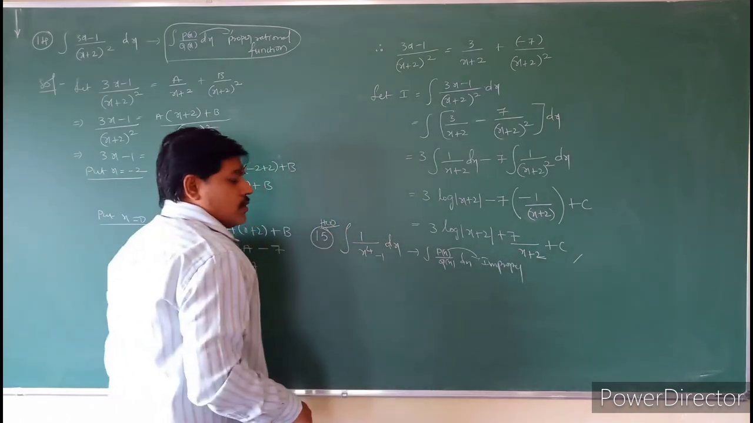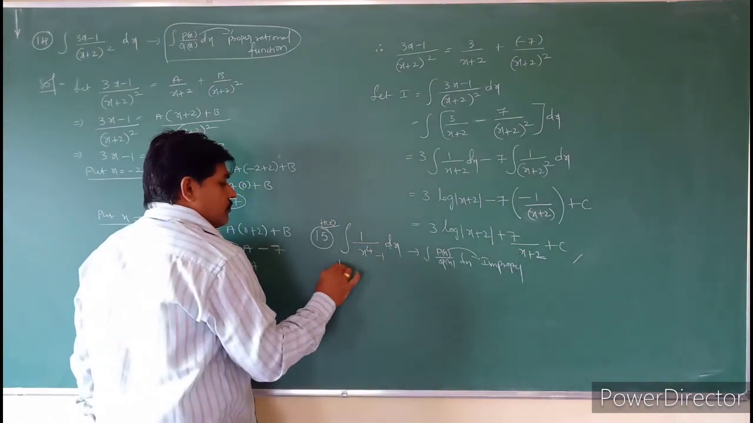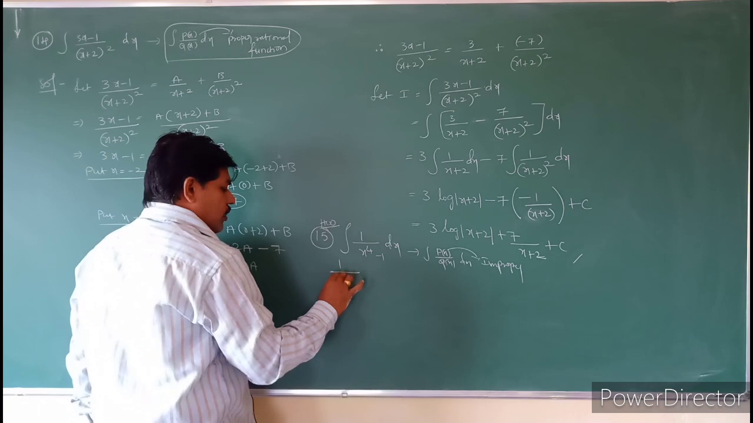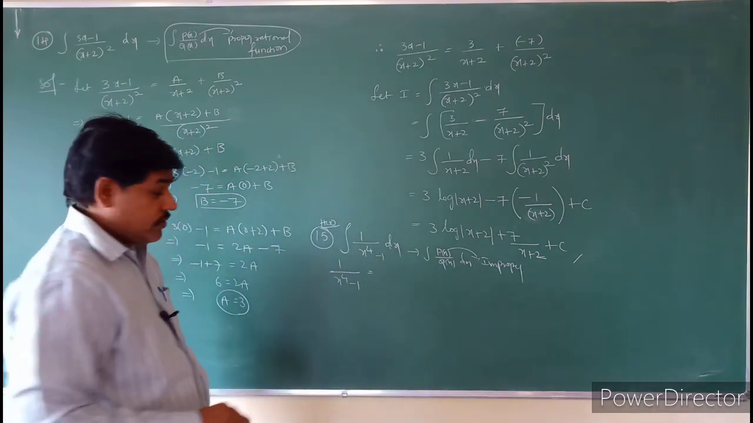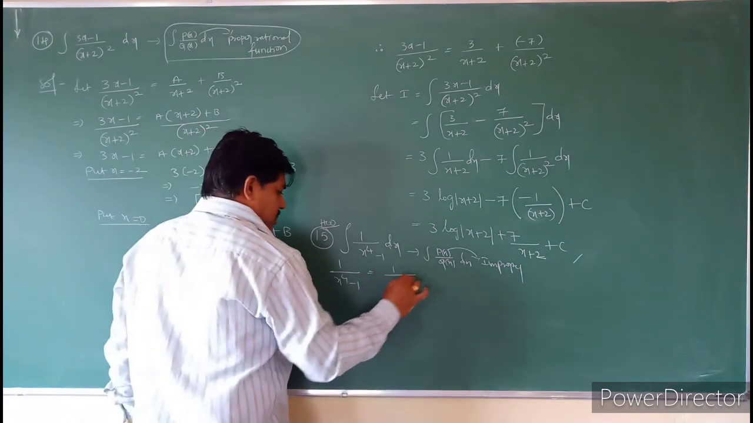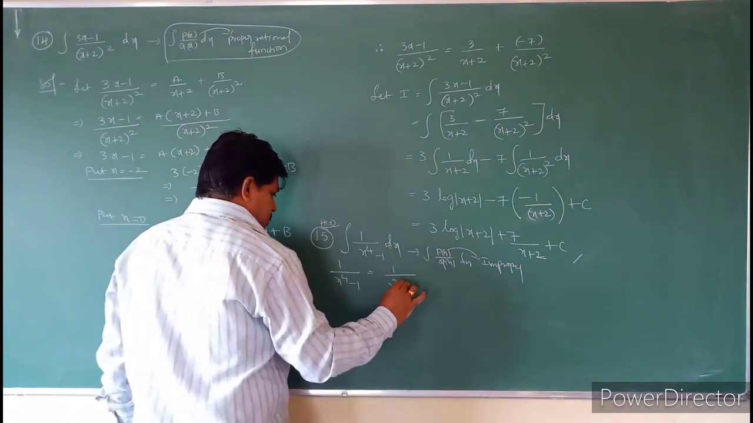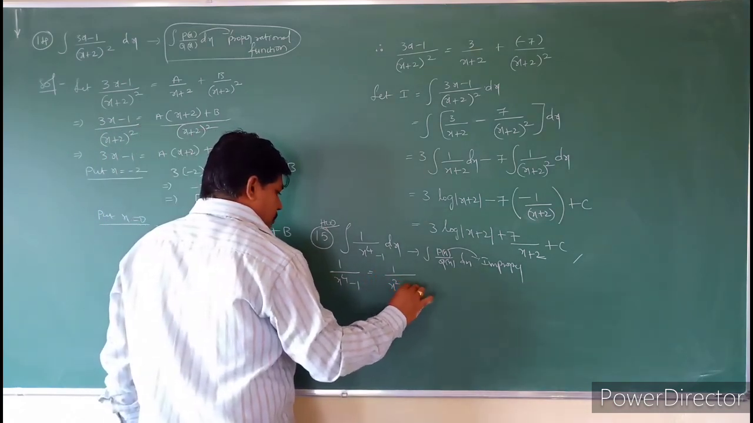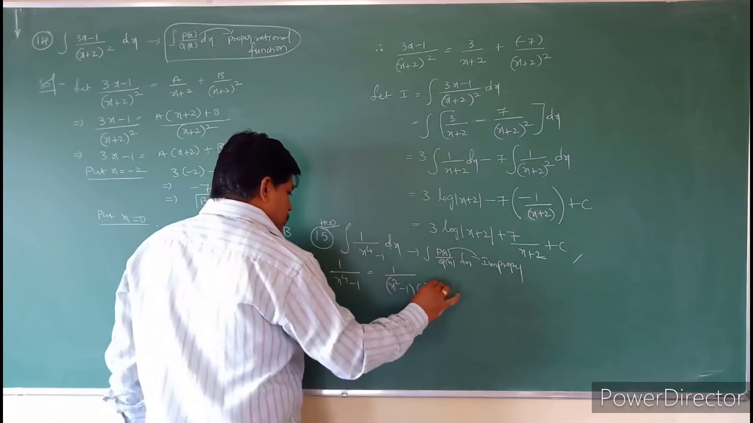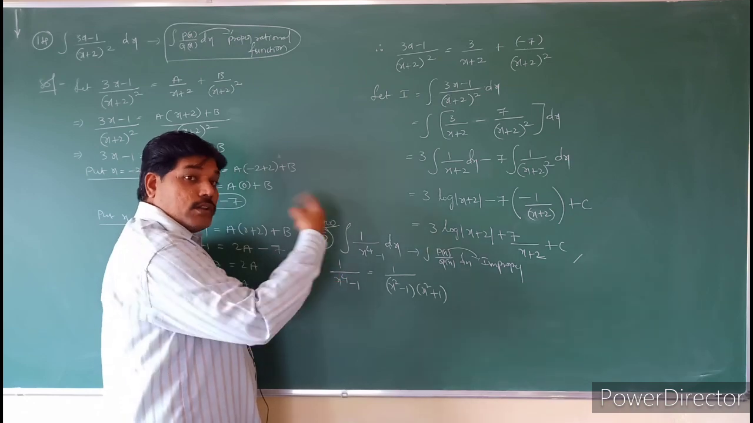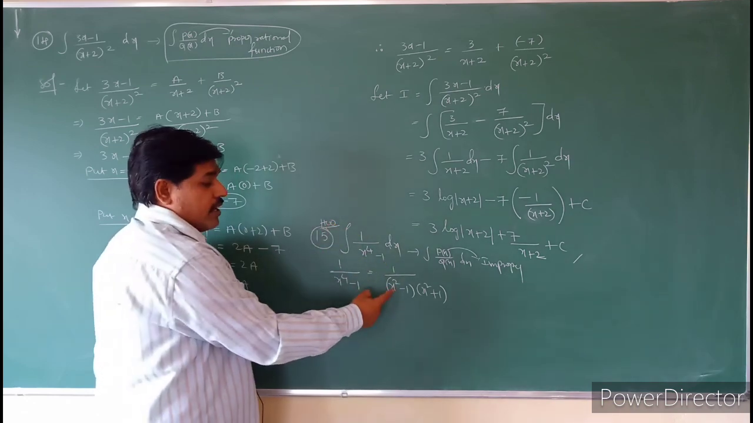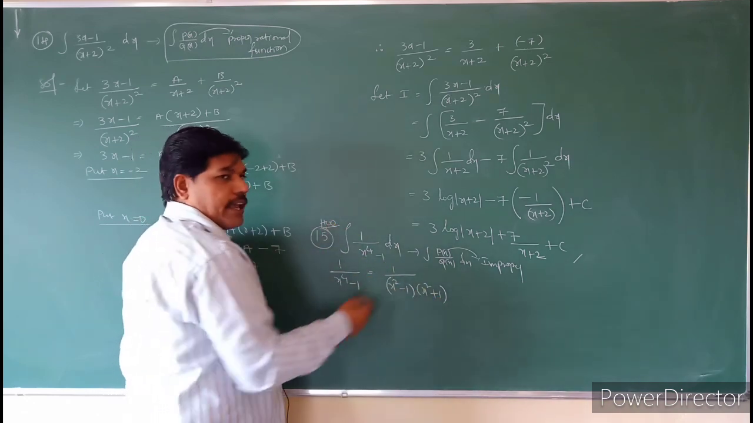So it is improper. What we will get is 1 by x power 4 minus 1. So how to take the partial fractions? x power 4 minus 1, you can write as x square whole square minus 1 square. That means it is x square minus 1 into x square plus 1.